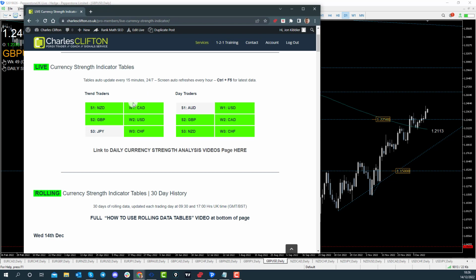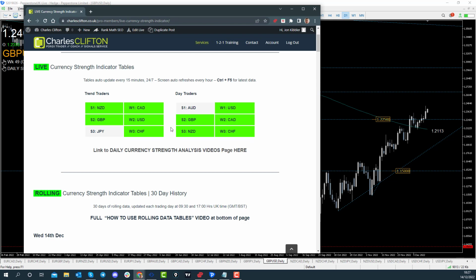Here you can see we have the live currency strength indicator tables in front of us. We have two types of tables, the trend traders table and the day traders table. These are highlighting the same studies but just different time frames. So our trend traders is the higher time frame, our day traders is the lower time frame.